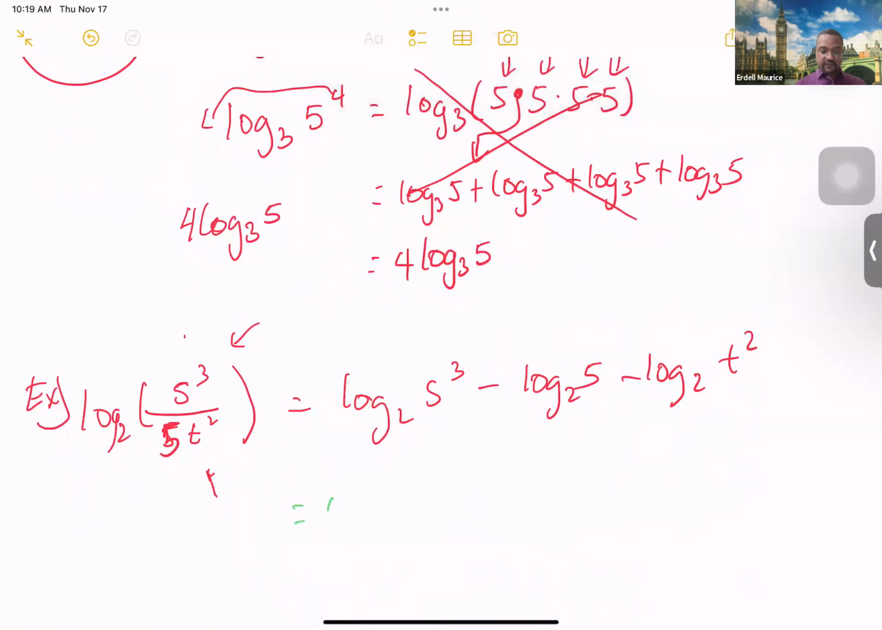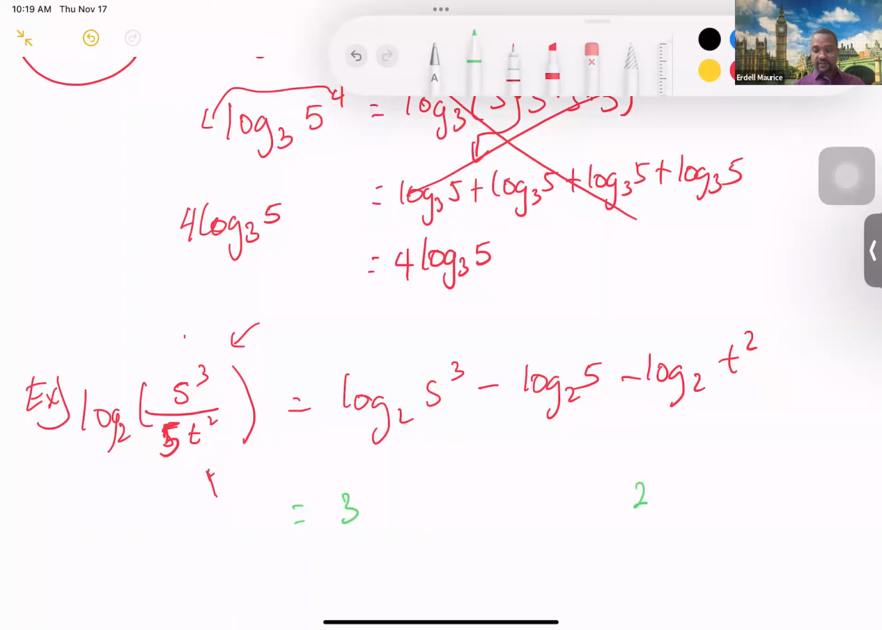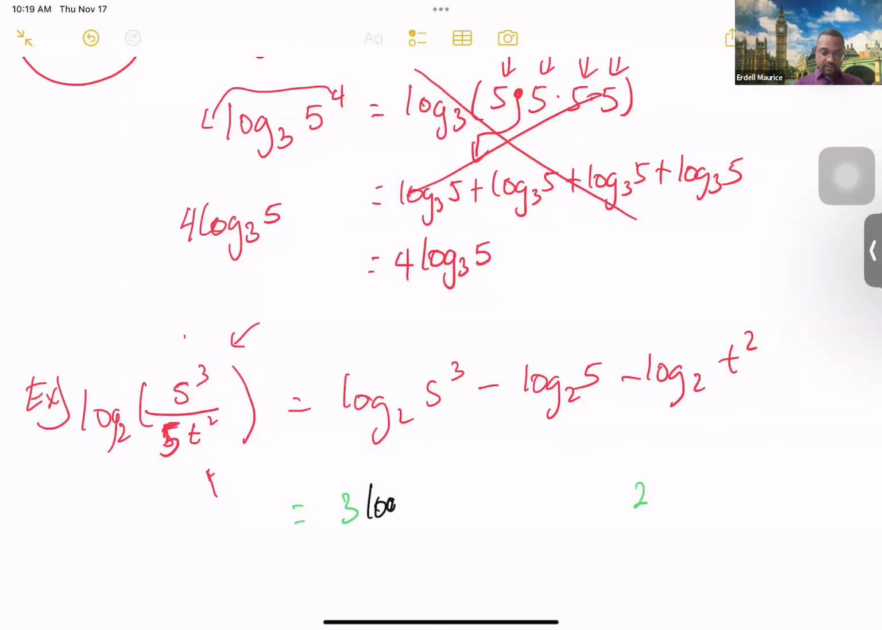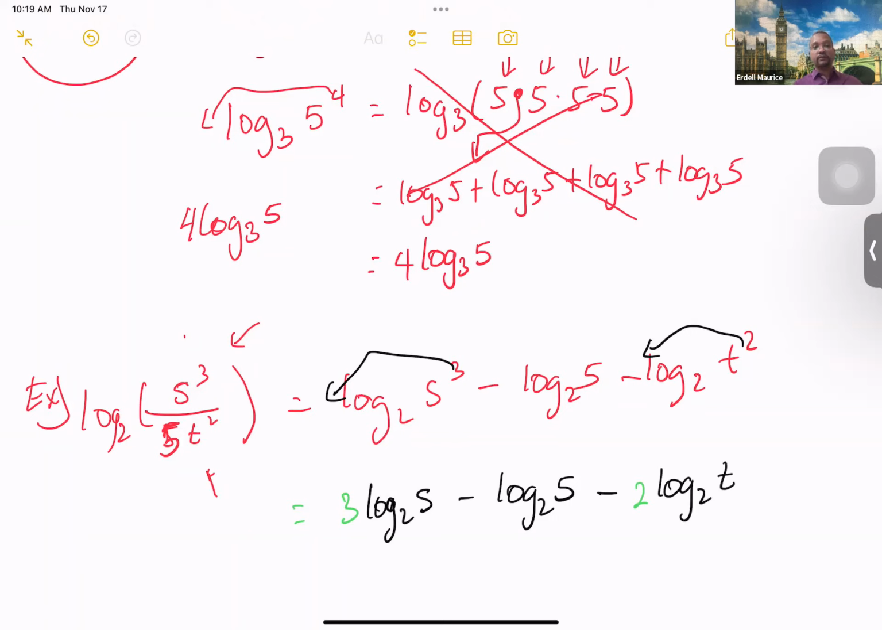So that's going to be 3 out front. Nothing for this one, and then a 2 out front. It's going to be log base 2 of s, the 3 has been moved in front. Minus log base 2 of 5. And again, the 2 out front, so minus 2 log base 2 of t. And that's us expanding the logarithm.